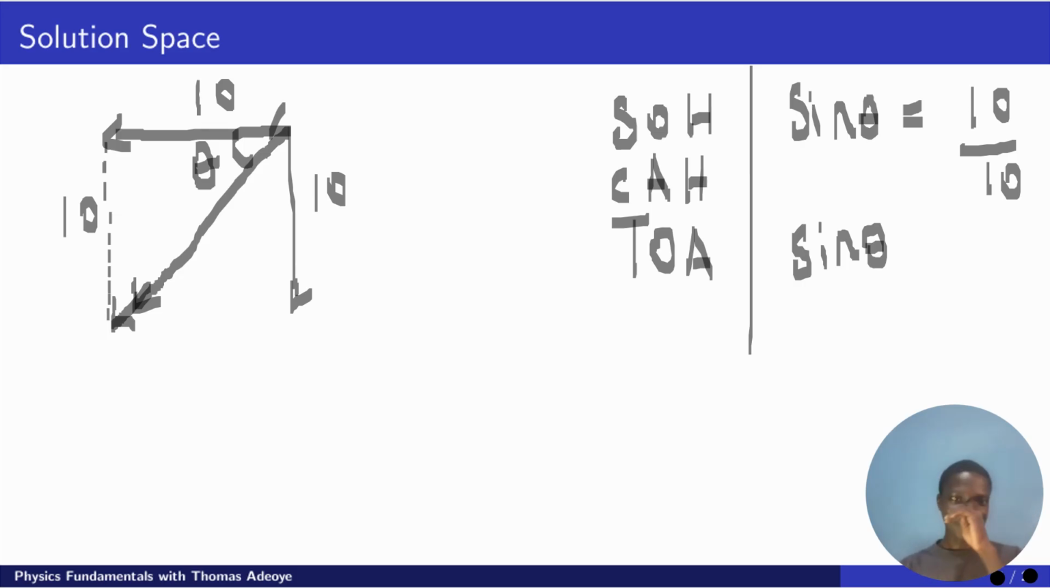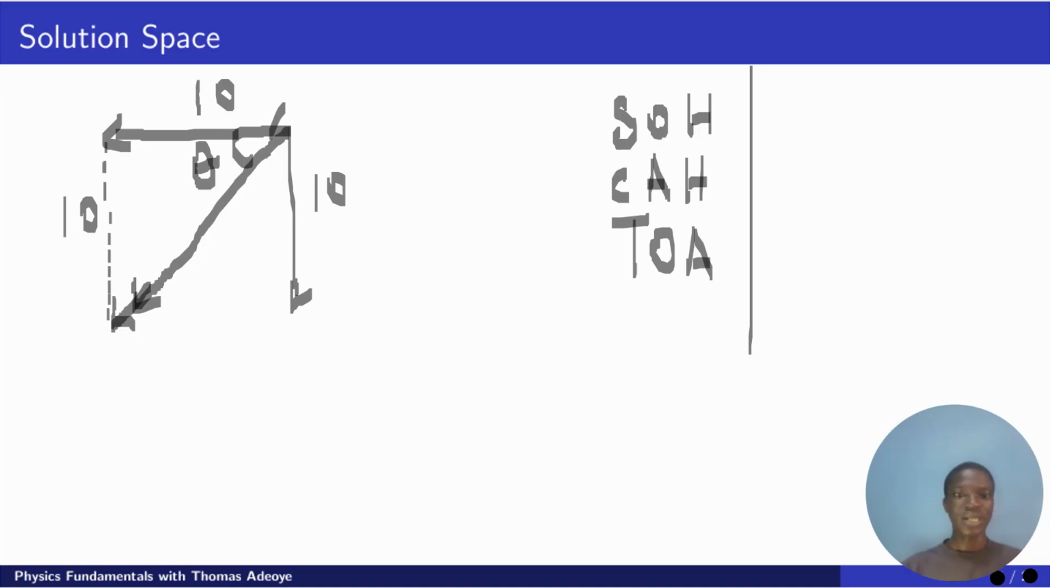That will be opposite over adjacent, and that should be TOA. So this is TOA: opposite, adjacent. Let me rub this off. Sorry for that. So we are going to use TOA, that's tangent. That will be tan theta equals opposite 10 over adjacent 10.